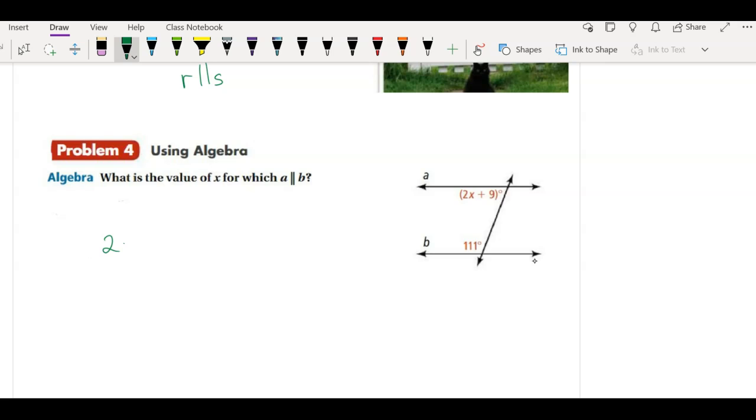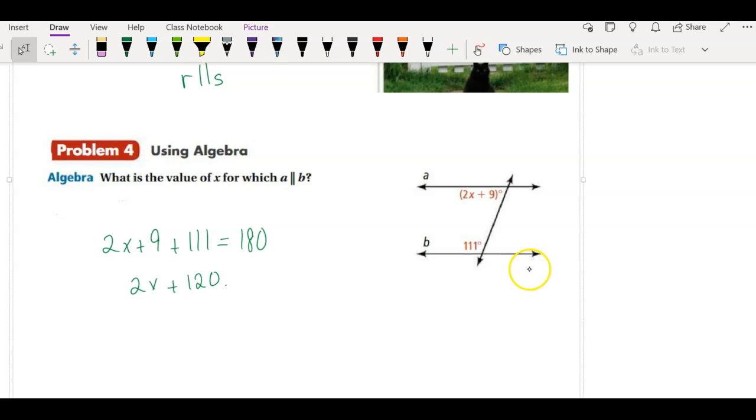Well, it should be 180, so 2x plus 9 plus 111 is equal to 180. So then I have 2x plus 120 is equal to 180. Subtract 120 from both sides, so then I have 2x is equal to 60. Divide both sides by 2, so x would need to equal 30 degrees.